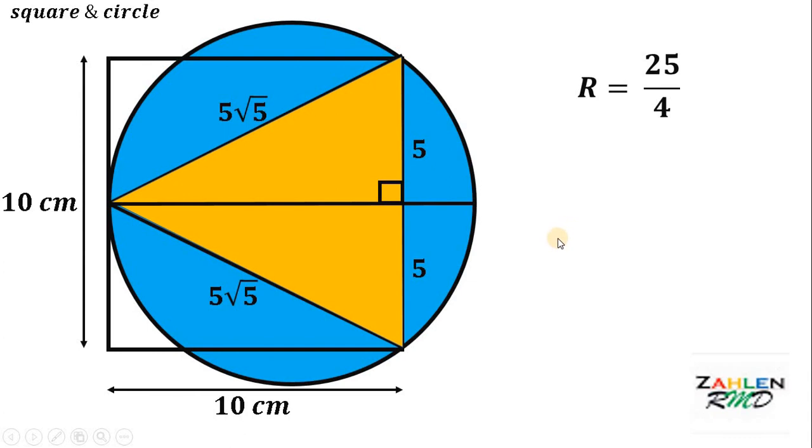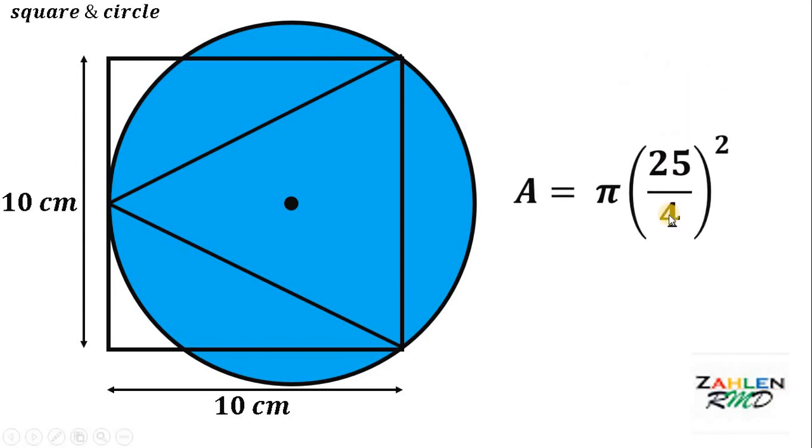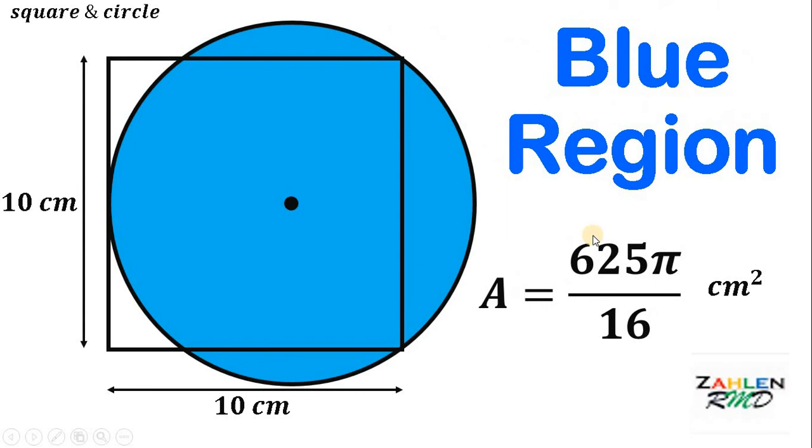Now at this point, we are ready to find the area of the circle. The area of the circle must be equal to pi r squared. And we know the value of r, or the radius of the circle, which is equal to 25 over 4. So we have pi multiplied by 25 over 4 quantity squared. Therefore, the area of the circle must be equal to 625 pi all over 16. Thus, the area of the region shaded in blue must be equal to 625 pi over 16 square centimeters. And as always, we're done.